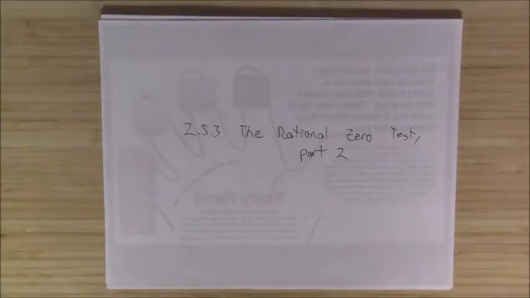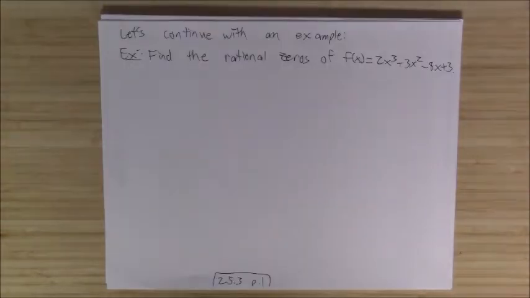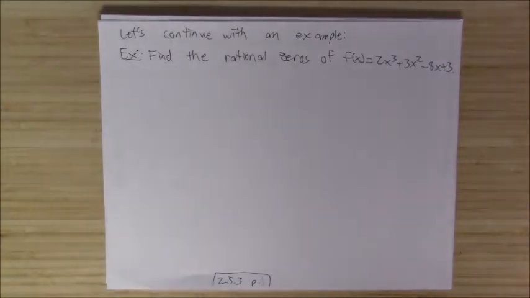Alright, in this video we're going to continue working examples using the rational zero test. Most notably, we're going to work some examples where the leading coefficient is not 1. So let's start with an example. Let's find the rational zeros of 2x cubed plus 3x squared minus 8x plus 3.